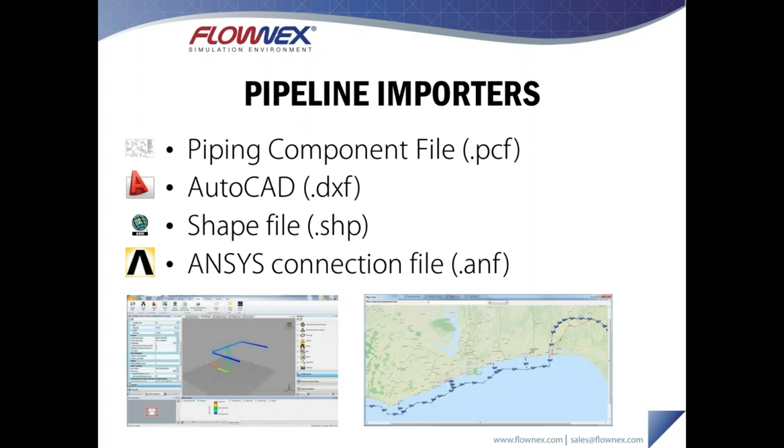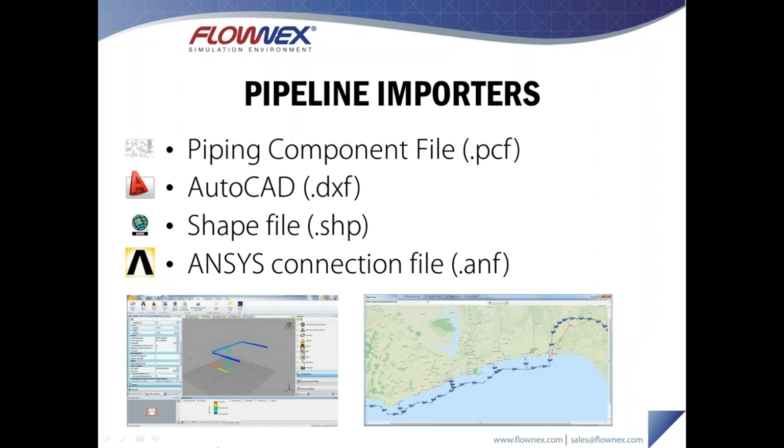When it comes to importing geometry into Flownex, we have a couple of options. Building a network with hundreds of pipes can be quite tedious, so it's more convenient to import these networks. So we have a couple of different options in this regard. Common formats such as PCF and shapefiles are available, as well as importers from other codes such as AutoCAD's DXF files, as well as ANSYS connection files or ANF files.